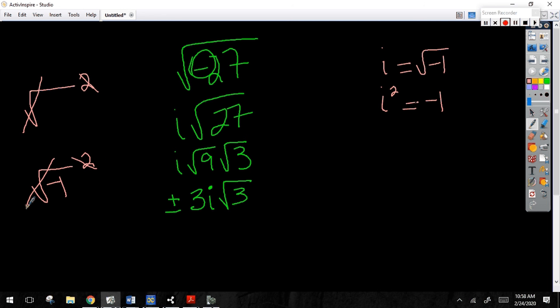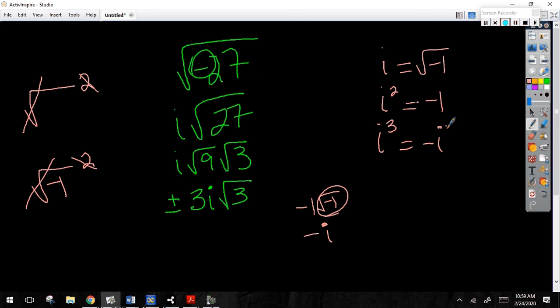Take this a step further. What then do you think i cubed might be? Take the i squared before it, which is negative 1, and multiply it by another i, another square root of negative 1. It's just negative i.